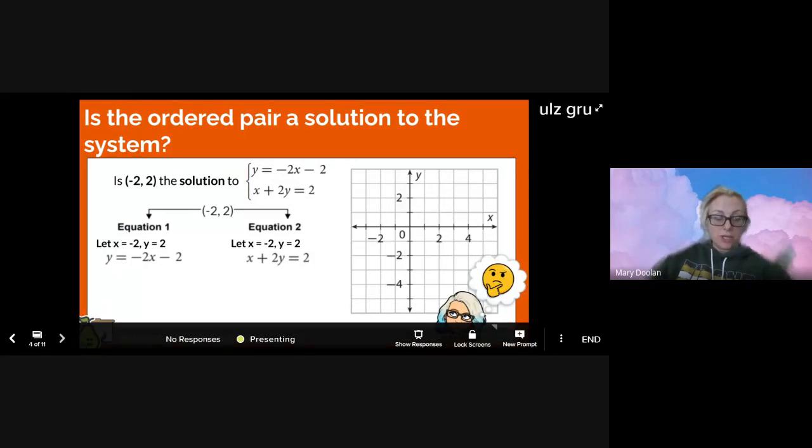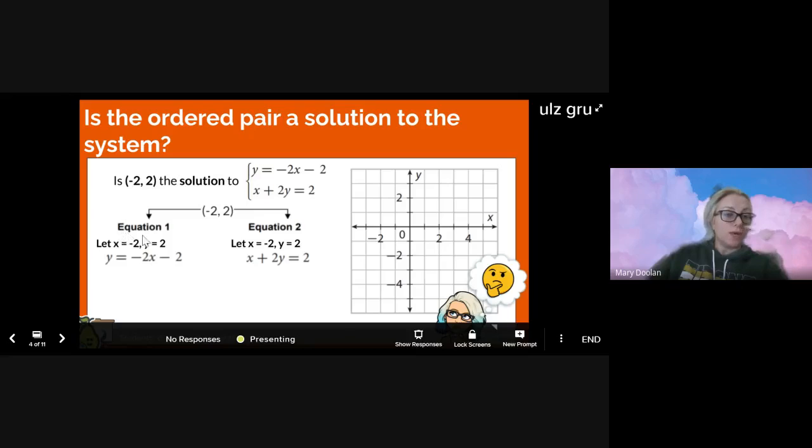So I'm going to let you try one of these. And so it says, is -2, 2 the solution to this system of ordered pairs? So the graphing method is one way to put it in here and see where they intersect to get this. If I get -2, 2, then that shows that this is the solution to this system of equations.